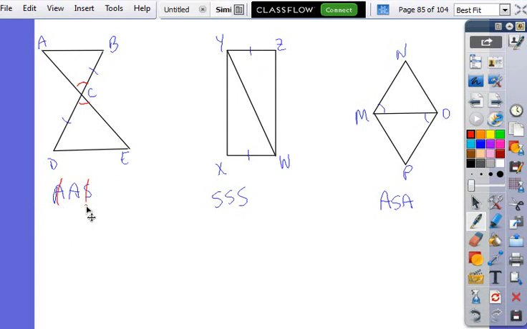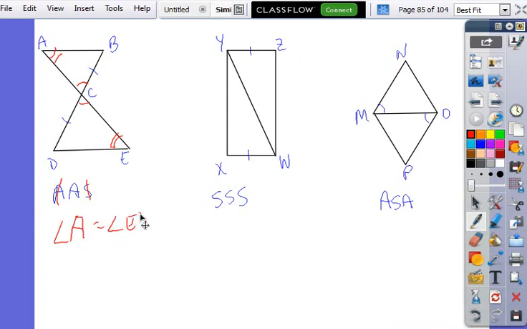All right, but let me ask this. Would this be okay? No. Why not? That makes angle side angle, so that would not work. So where do I have to put it? Right there on the E. So angle A equals angle E.